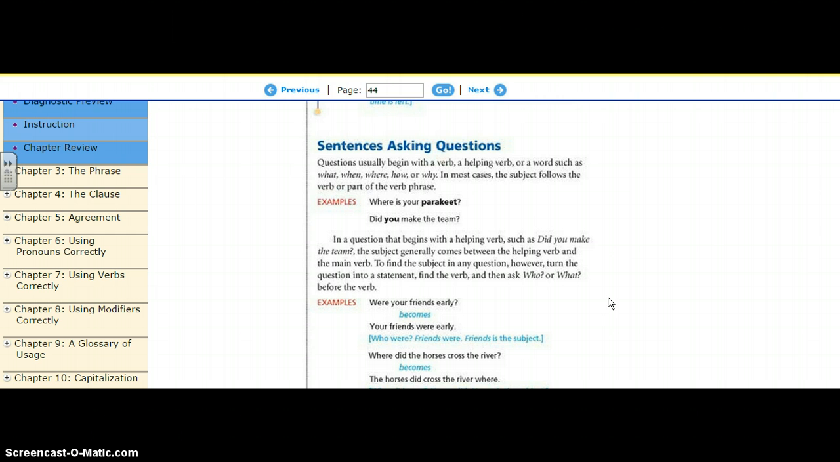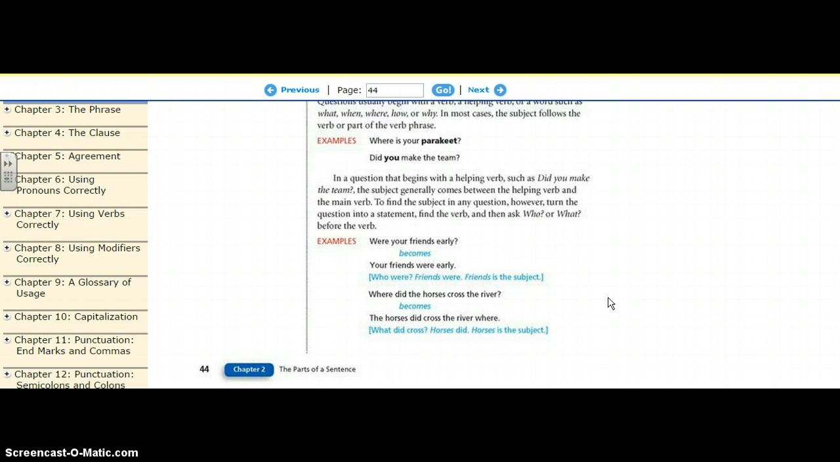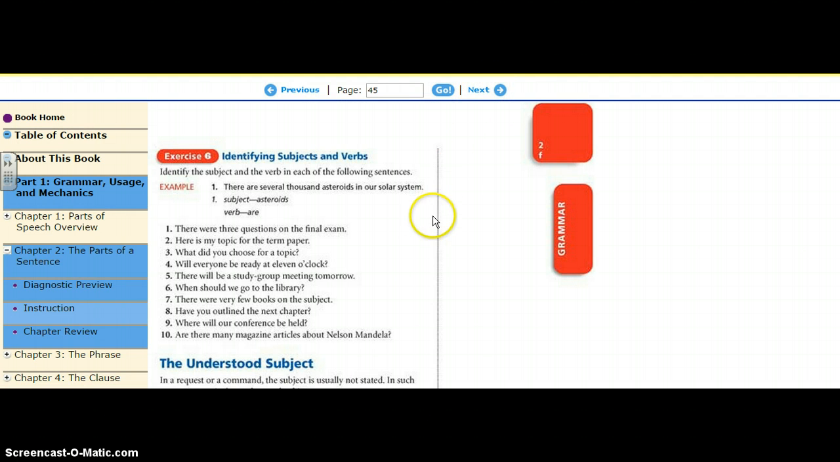So in the examples, were your friends early becomes your friends were early. Who were? Friends were. Where did the horses cross the river becomes the horses did cross the river where? What did cross? Horses did. Horses is the subject. Page 45, you're going to do exercise 6, the odds. You may pause to complete this assignment.